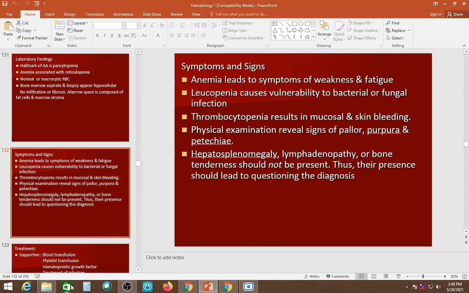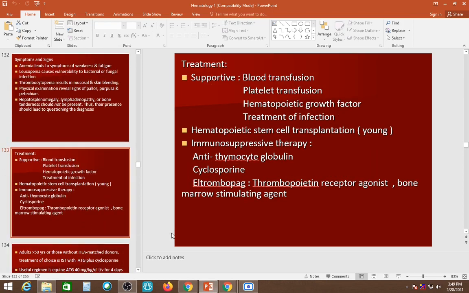Now we come to the treatment. Basically, we go supportive: blood transfusion for the anemia, platelet transfusion for the thrombocytopenia, then hematopoietic growth factor for the leukopenia, like G-CSF, then treatment of the infection. The main treatment, in young people, is that we always ask for hematopoietic stem cell transplantation. However, if that is not feasible, then you can go with immunosuppressive therapy.